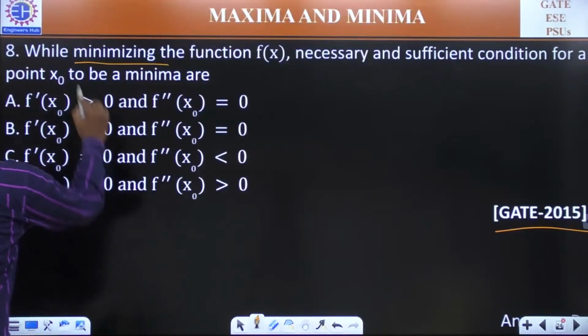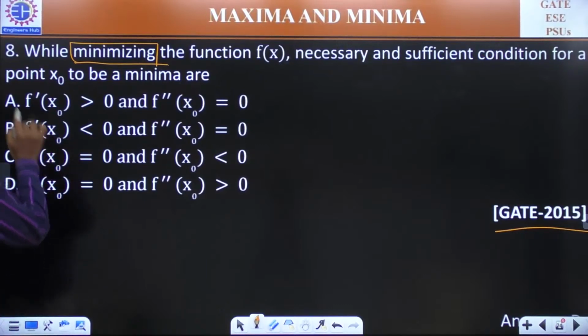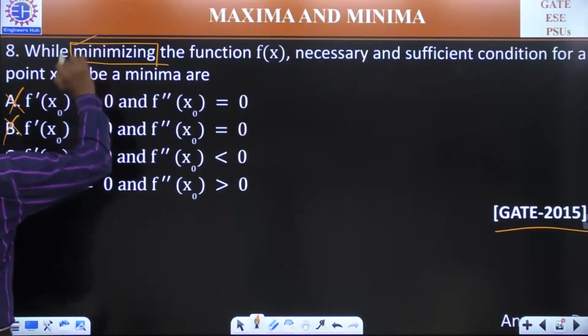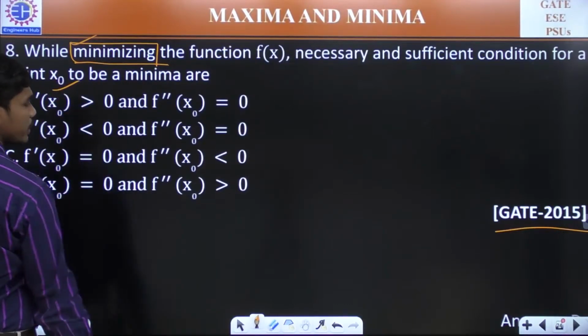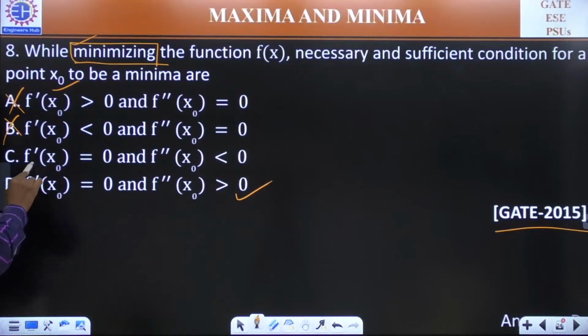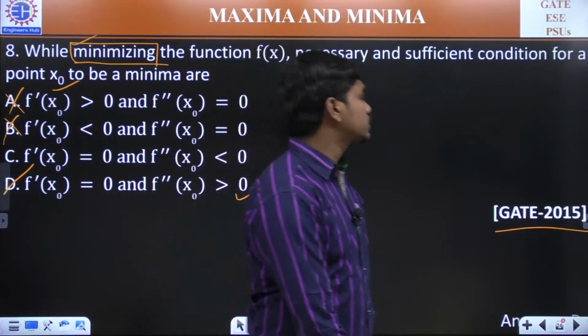D is the answer, because if you want to minimize any function, then definitely the first derivative has to be 0. So these two are wrong. So when the first derivative is 0, for the function to have a minimum at this point x equal to x naught, its second derivative should be greater than 0. So option D is the correct answer. Yeah, it's a simple definition which we gave in the beginning of the class.